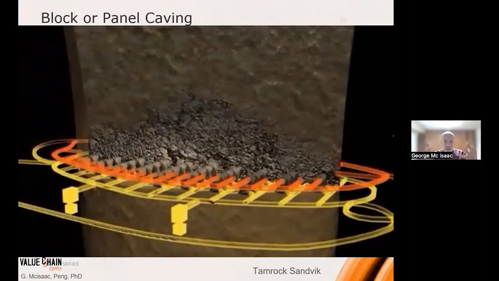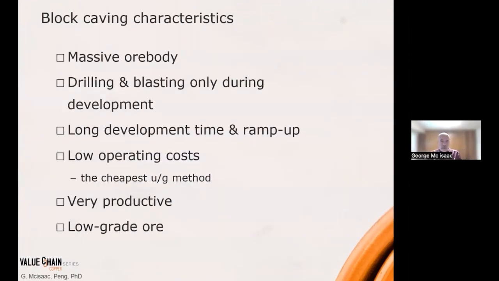The beauty of this is that once it starts caving, we let nature carry on with its work. The caving comes naturally, we pick up the broken rock underneath, and we send it to surface. So, some characteristics about this. We need a massive ore body, hundreds of meters in all directions. There's some drilling and blasting only during the preparation, the development of this ore body, because once it has been properly developed and the rock starts caving, there's no more drilling and blasting to be done. We let gravity do the work.